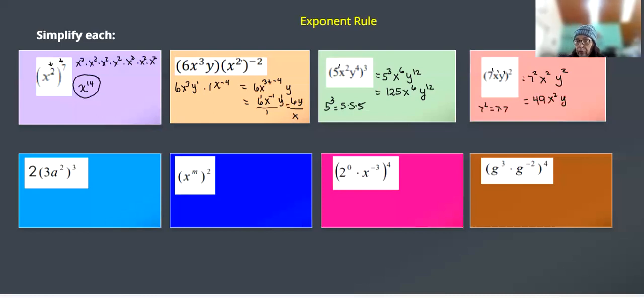Am I done with that problem? I don't see any negative exponents, so we're golden. We can move on to the next one. All right, let's take a look at the next problem. I'm going to move this over a little bit so I can see it better.